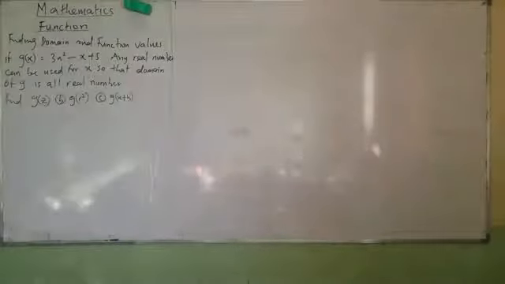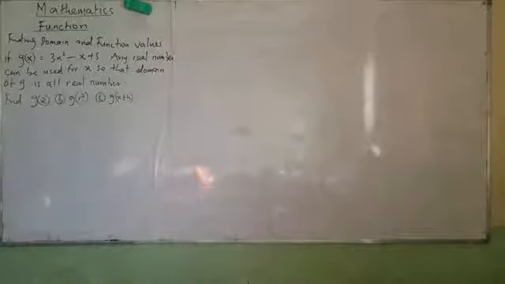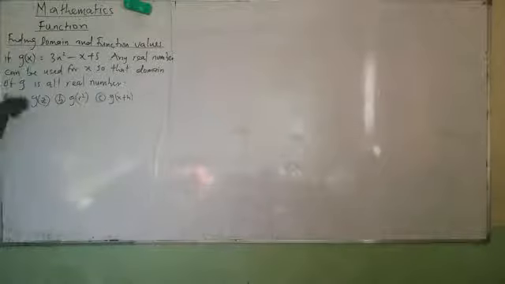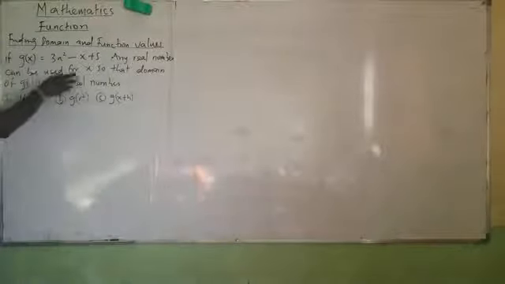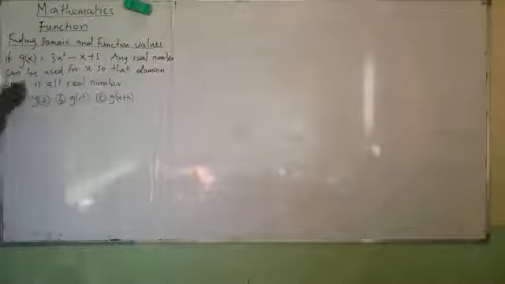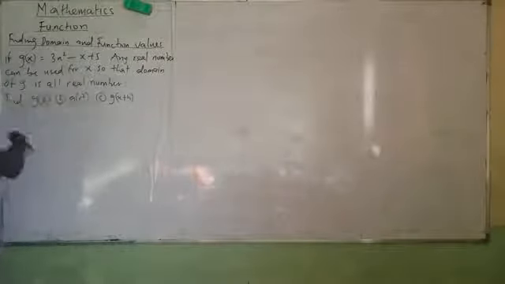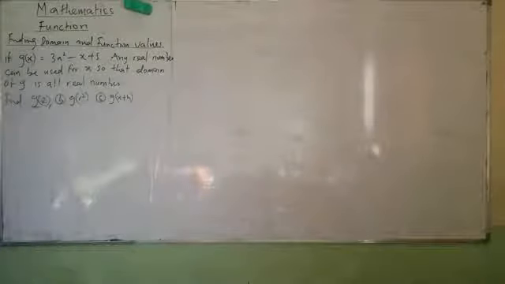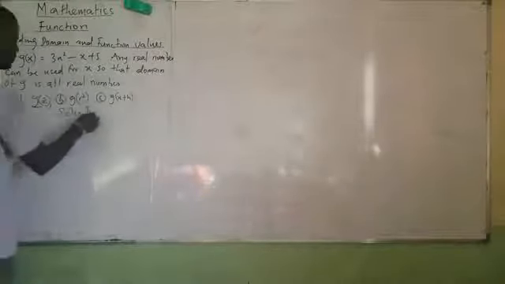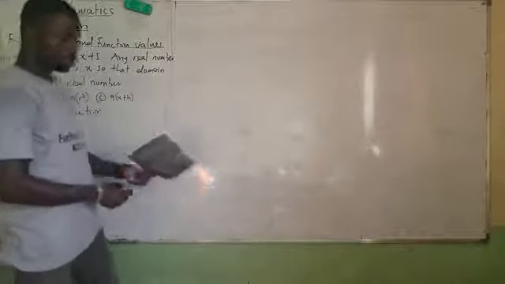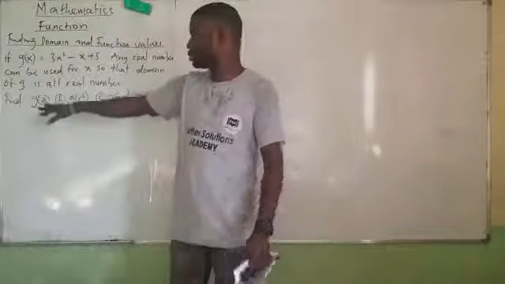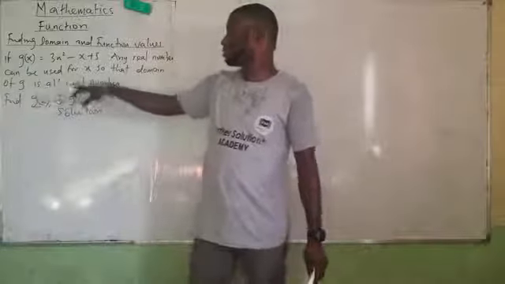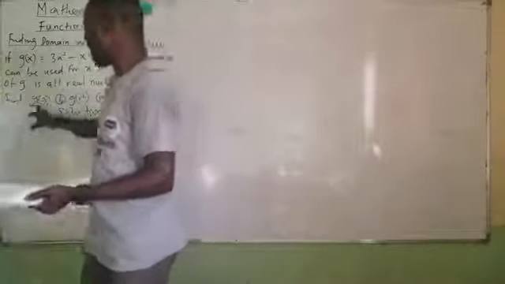Now look at this question. We are talking about finding domain and function values. If g of s equals this, any real number can be used for s, so the domain of g is all real numbers. Now you are asked to find this, this and that. The first thing you need to do here is very simple. Any real number can be used for s, and you are asked to find it.